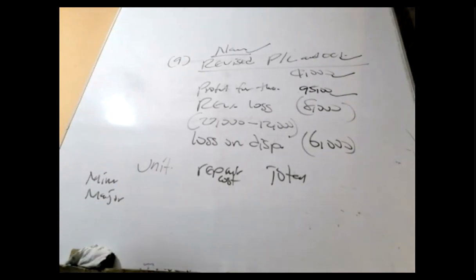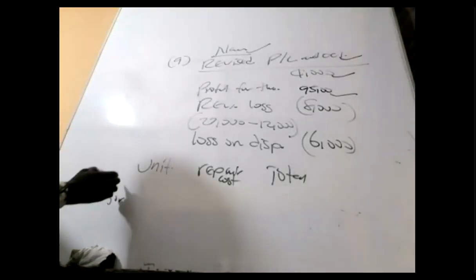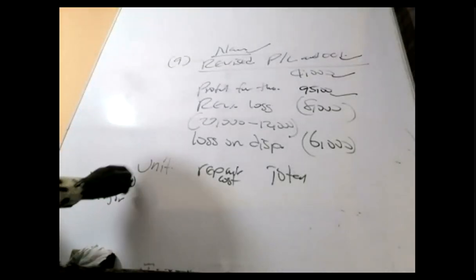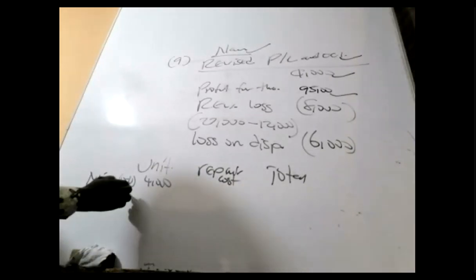10,000. Then the major accounts for 3%, minor accounts for 10%. That is all. So just find the percentage. So just find 10% of these goods. So 10% of 40,000 should give us 4,000. Perfect.